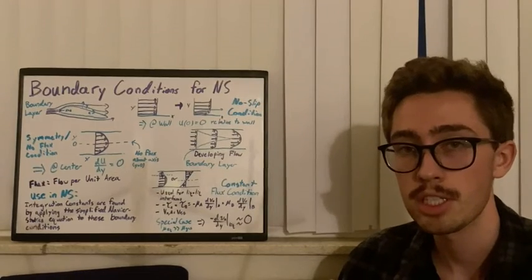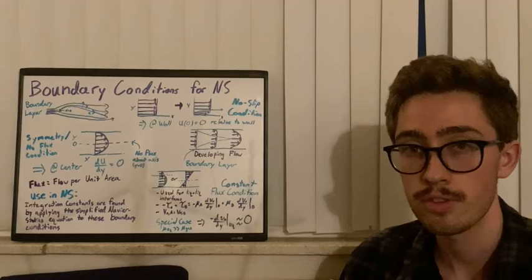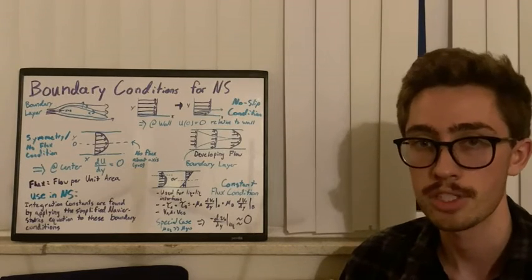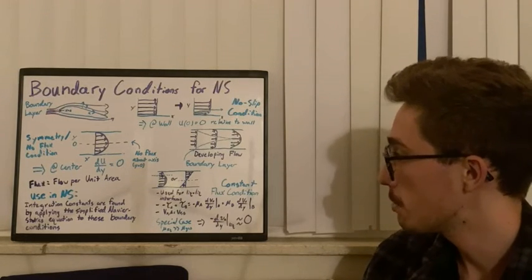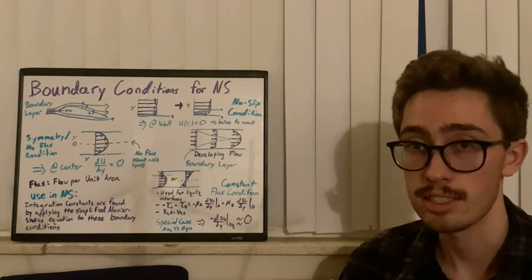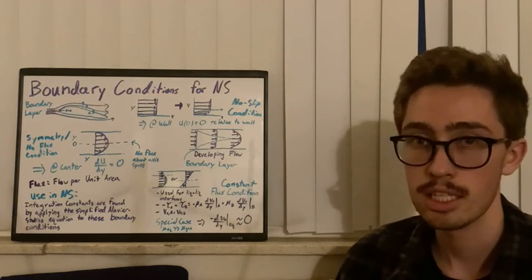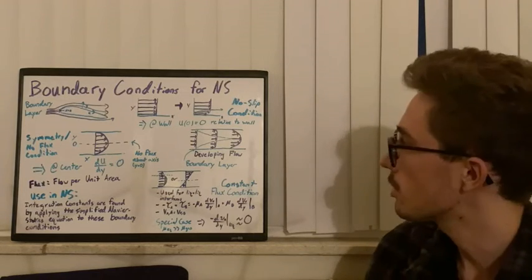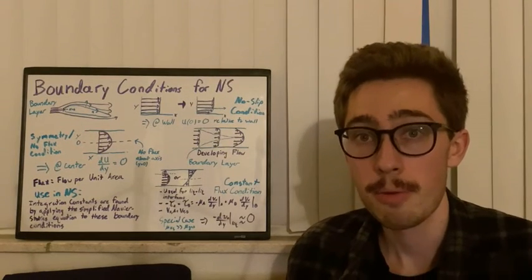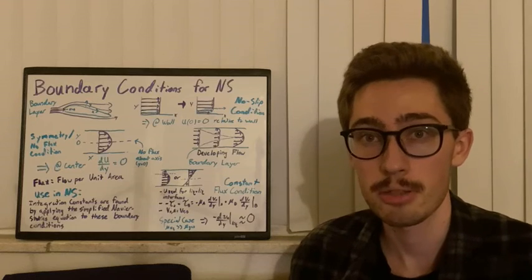We use these boundary conditions to solve for integration constants from our Navier-Stokes equations. Typically this is done by applying the simplified Navier-Stokes equation to the boundary condition, and then the integration constant c can be solved for. Remember these boundary conditions and think about their limitations.